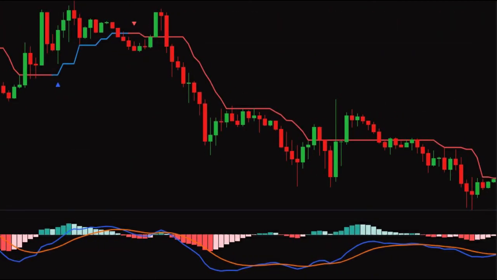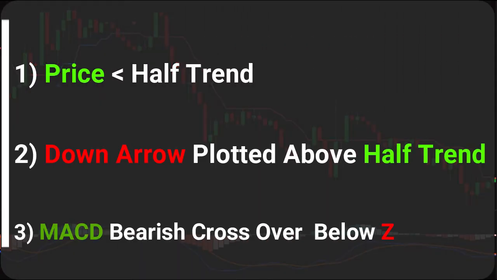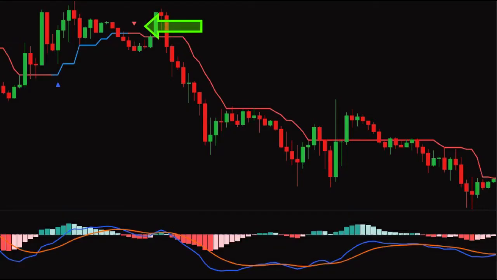Now look for sell setups. For sell setups we need conditions like: price should be below the red color half-trend, a down arrow plotted above the half-trend, and in MACD, a bearish crossover taking place below the zero line. But be careful guys, we will not take a sell trade at this point because the bearish crossover took place above the zero line. We will wait for a bearish crossover to take place below the zero line. So at this candle, we will take a sell trade, and you can put your stop loss at the nearest swing high. I hope you all are clear about buy and sell trades.